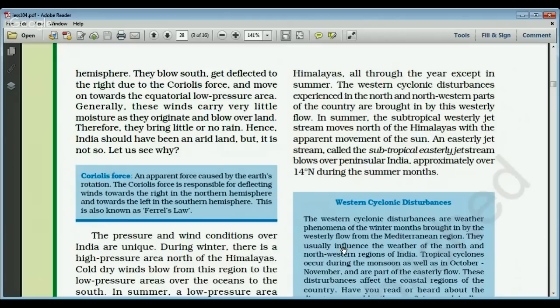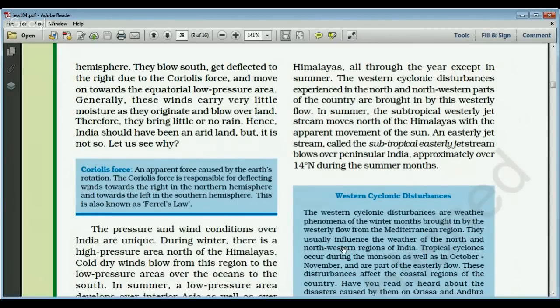So an easterly jet stream, also called the subtropical easterly jet stream, blows over peninsular India approximately over 14-degree north during the summer months. So the major winds which are having an effect in the monsoon, first is the pressure and wind conditions, because of the tropical ITCZ movements and the apparent movement of sun towards the north.